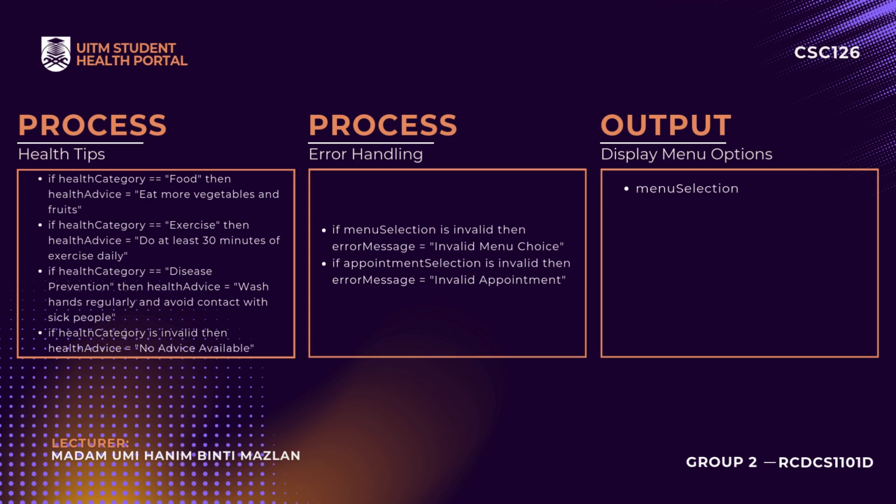For the last is output. The system provides several key outputs to the user. It displays selected menu options and appointment details, including the assigned doctor, booking status, and total payment. BMI results are shown, including the calculated value and category. Calories burned are displayed based on the activity input. Also, health tips are provided according to the selected category, while emergency contact details such as phone number, address, and operating hours are accessible. If any errors occur, the system generates a clear message to help the user correct the input.